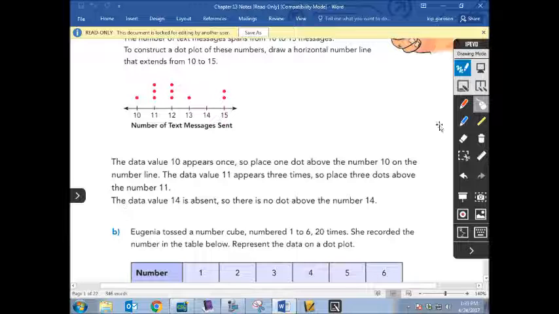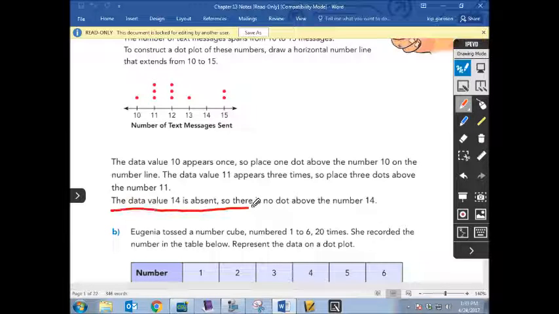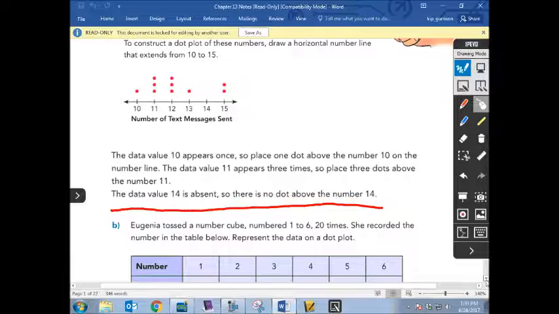It says here, I'd like you guys to underline this. This is important because I already said it. The data value 14 is absent, so there is no dot. That doesn't mean we just omit it. We get rid of it. It doesn't mean we can just leave it off our number line, because number lines have to go up by the same amount every time, but we just don't put a dot there. Nobody sent 14 text messages. Okay? All right. Let's go down here.